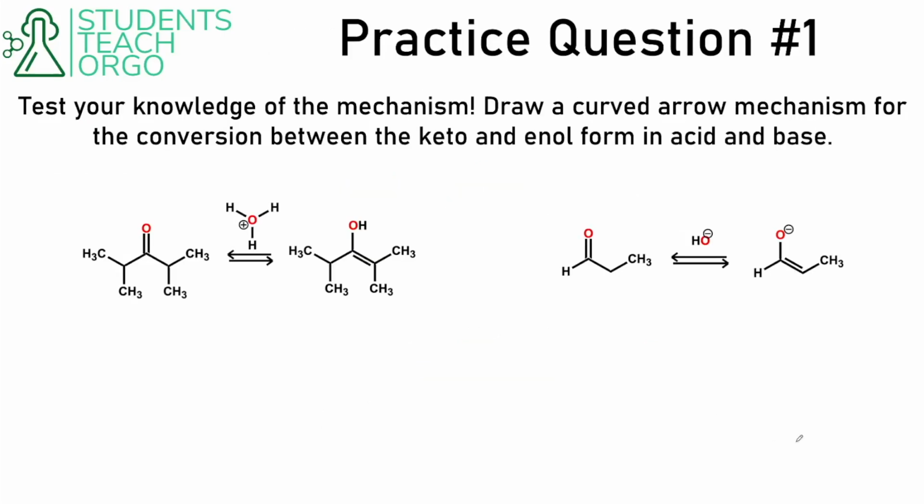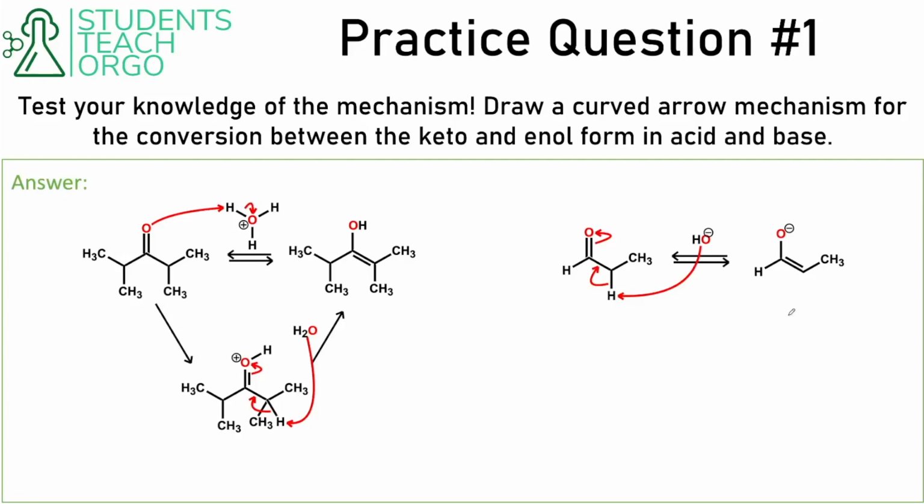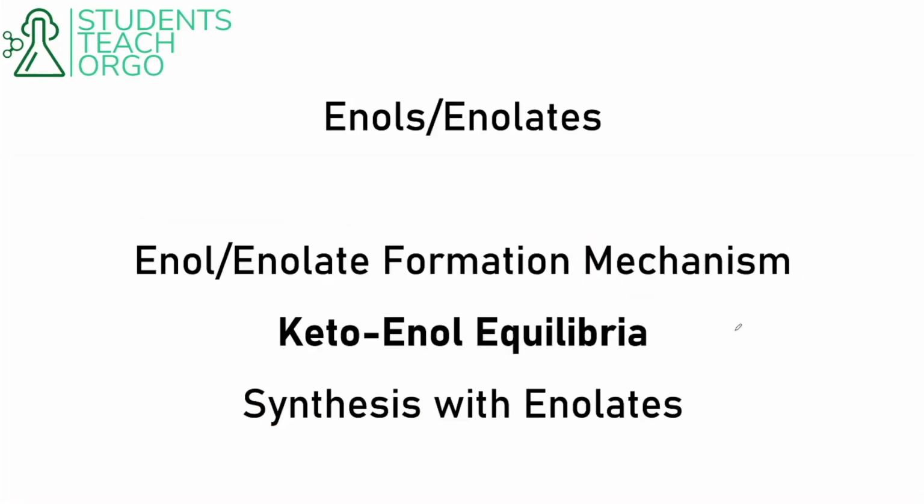And so for the first practice question here, I would highly recommend drawing out those curved arrows yourself and practicing the interconversion between the keto, I guess this is a ketone, that's an aldehyde, so the conversion between the carbonyl form to the enol and the transition from the carbonyl form to the enolate. Pause the video, do that. There's the answers. Pretty self-explanatory based on the last few slides.